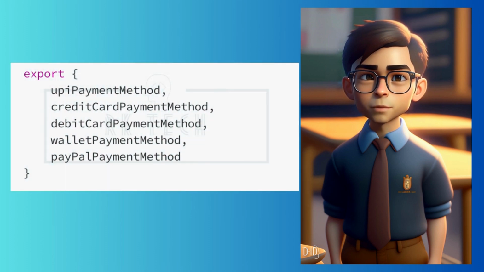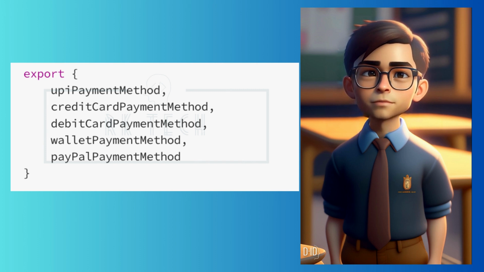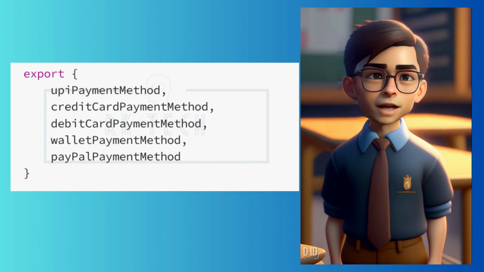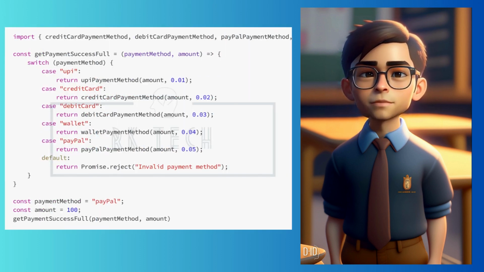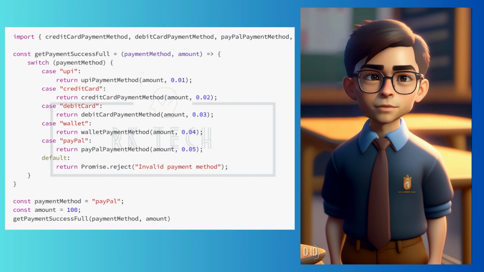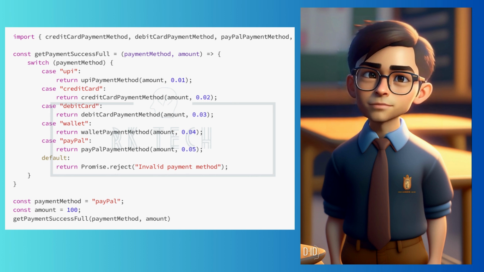Finally, we use the export keyword to make these functions available to other parts of our code. That way, we can use them to make payments in different parts of our application. Next, write some code to demonstrate how to call these functions using switch case statements.